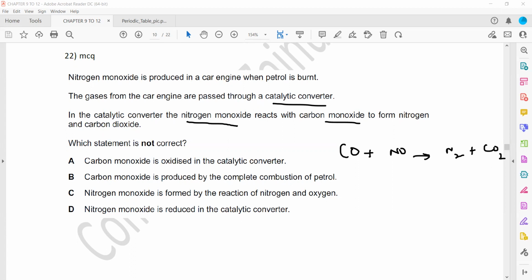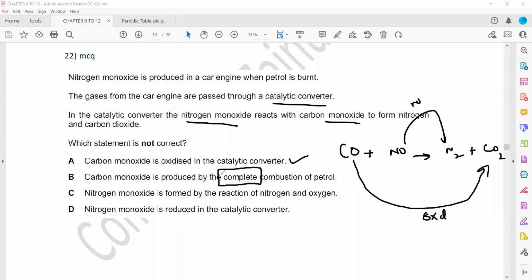So when we check the change, carbon monoxide turns into carbon dioxide. So addition of oxygen is oxidation, and removal of oxygen is reduction. So which statement is not correct? Carbon monoxide is oxidized. That is true. Carbon monoxide produced by complete combustion. That is the wrong statement.